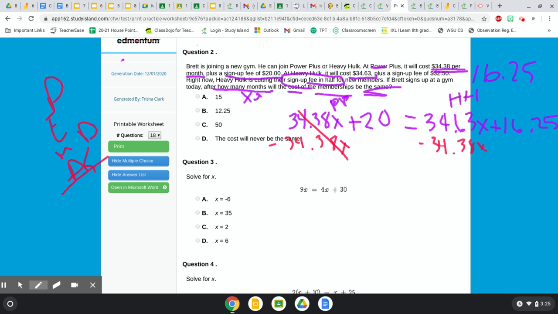So when I subtract that, I know this cancels, leaving me with 20 on this side equals, when I actually subtract this, that's going to be 0.25x, don't forget the x, plus 16.25 right now.